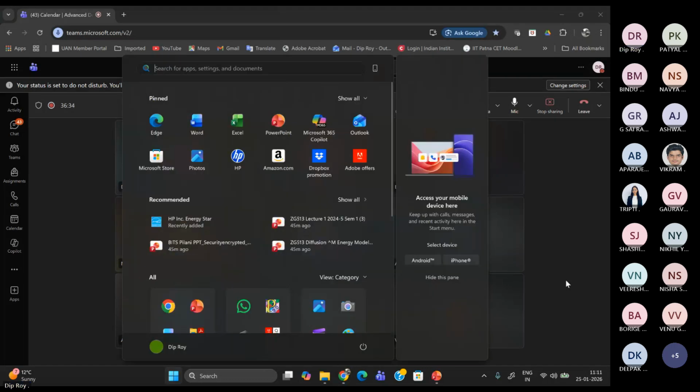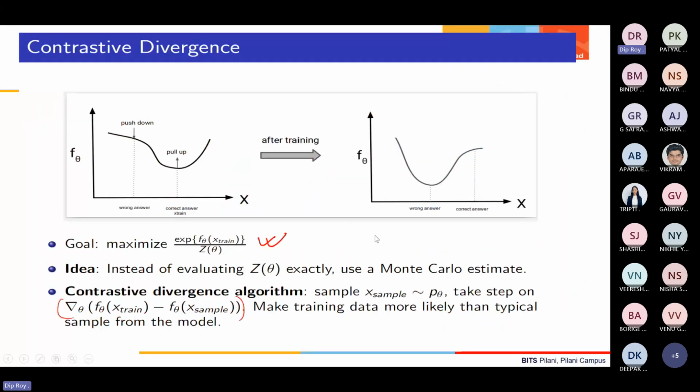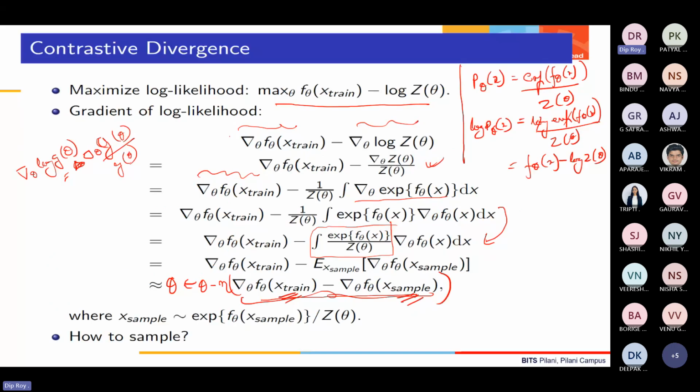So now we have talked a lot about all these things. Okay. So last time we were in this particular slide, which was contrastive divergence. And contrastive divergence was a way for training what we call energy-based models. Now, the key problem with contrastive divergence is everything looks good, but how do we sample from an EBM?